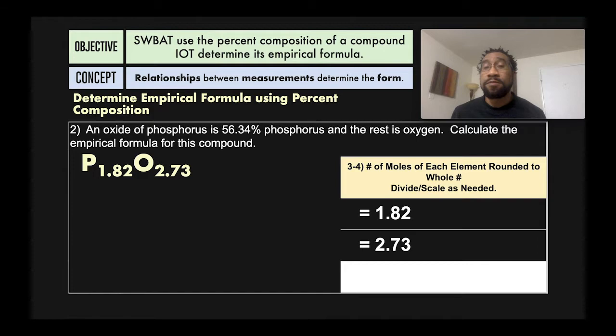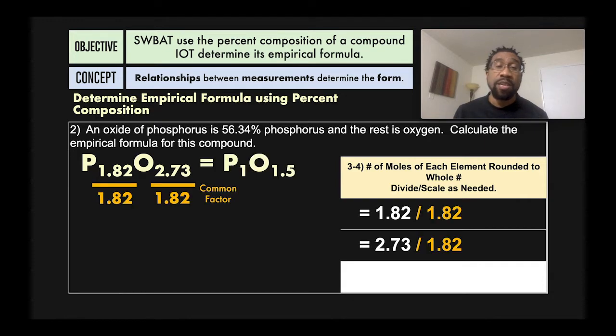If we were to write this as a theoretical chemical formula, we got P 1.82 and O 2.73. Well, if we try to use 1.82 as a common factor, like I instructed you to do before, we get P1 and O 1.5. So that's the issue. We still got a decimal. We can't round that. We are only allowed to scale and divide until we get a number that is remarkably close to a whole number.